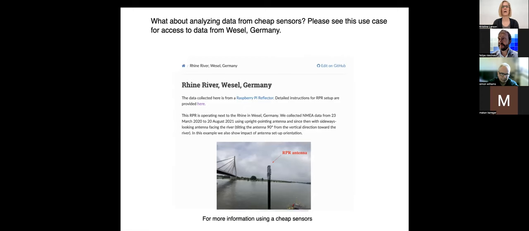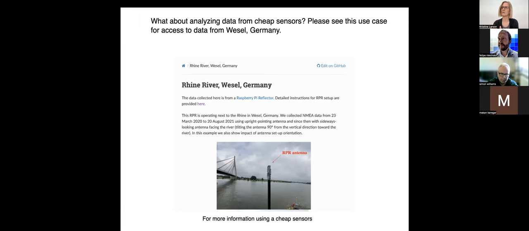What about analyzing data from cheap sensors? I know that there are some people on the call, or they were on the call yesterday, that expressed interest. So I wanted to at least point to this. I picked Vessel because there is a low cost data set. As one of our use cases, Makan put it together. There's an associated paper with lots of details. And he's also put the data on GitHub. So all the links are there. This is me pointing to it.